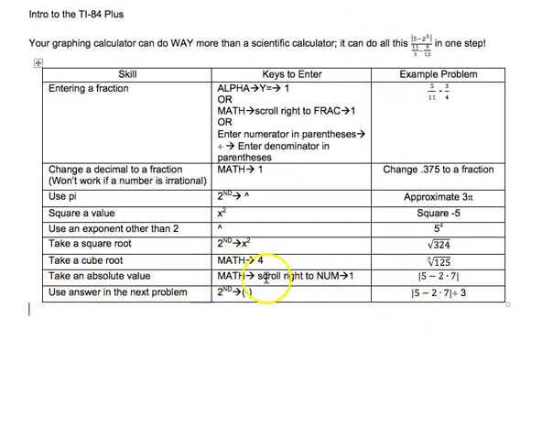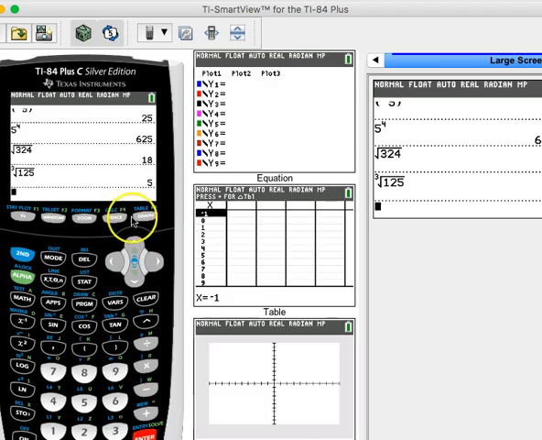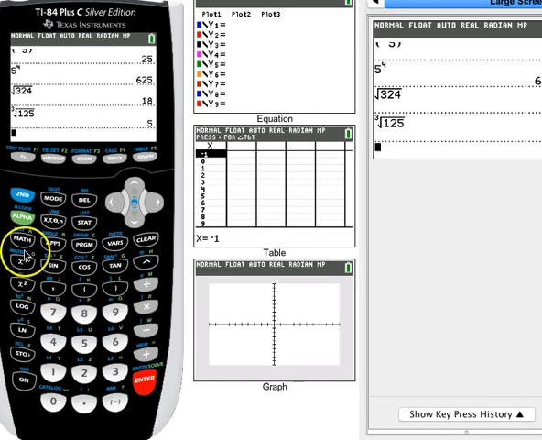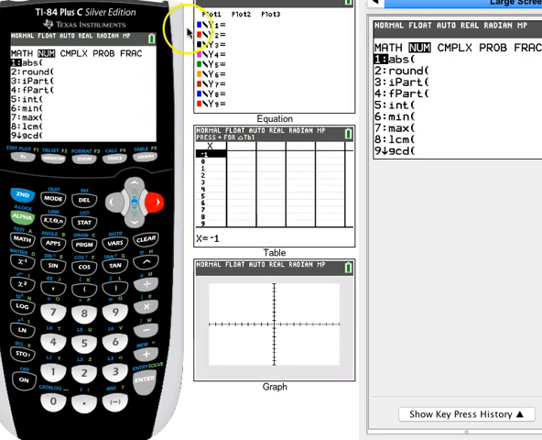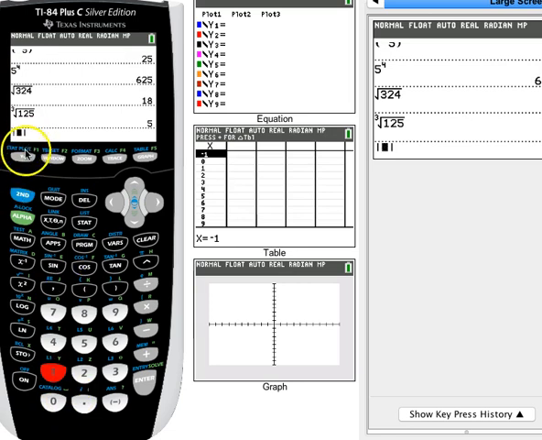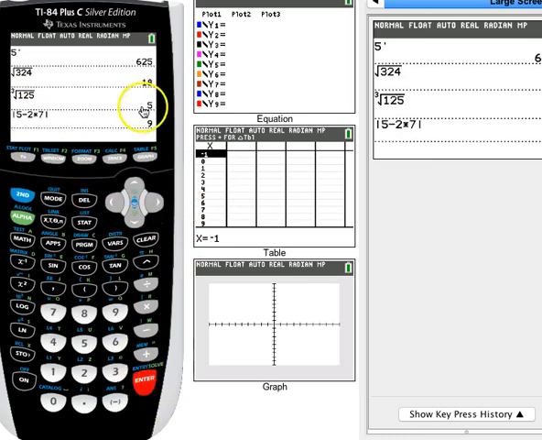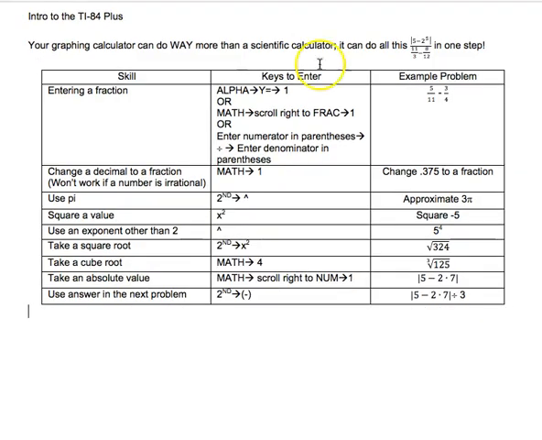Next are absolute values. So we're going to do the absolute value of 5 minus 2 times 7. So absolute value, we go to the math menu, we scroll right to the NUM, which stands for number, and we choose choice 1, ABS. So absolute value, 5 minus 2, and then times, of course, is what that dot means. And then again, blinking right arrow to get out of the absolute value. And then it tells us our answer is 9.